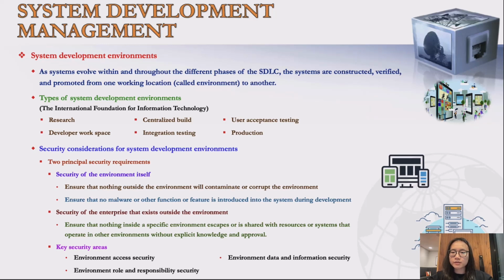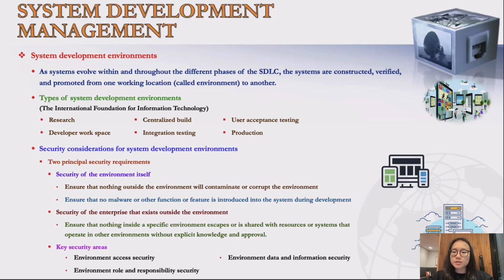The system development environment requires both the security of the system itself and the security of the enterprise that exists outside of the environment. The security objectives for the environment are twofold. First of all, the system owner should ensure that nothing outside the environment will contaminate or corrupt the environment in a manner that will prevent it from functioning. This is essentially a denial of service issue. Second of all, the system owner needs to ensure that no malware or other functional feature is introduced into the system during development that may later be used maliciously in the operation environment.